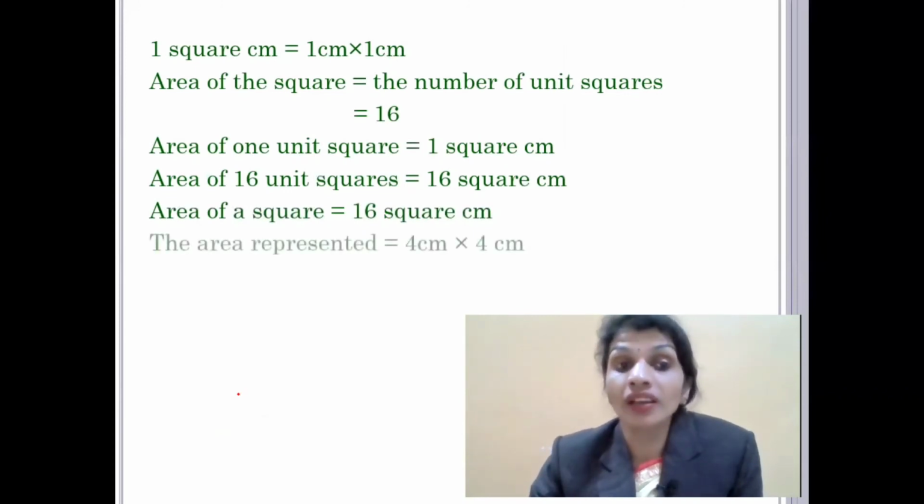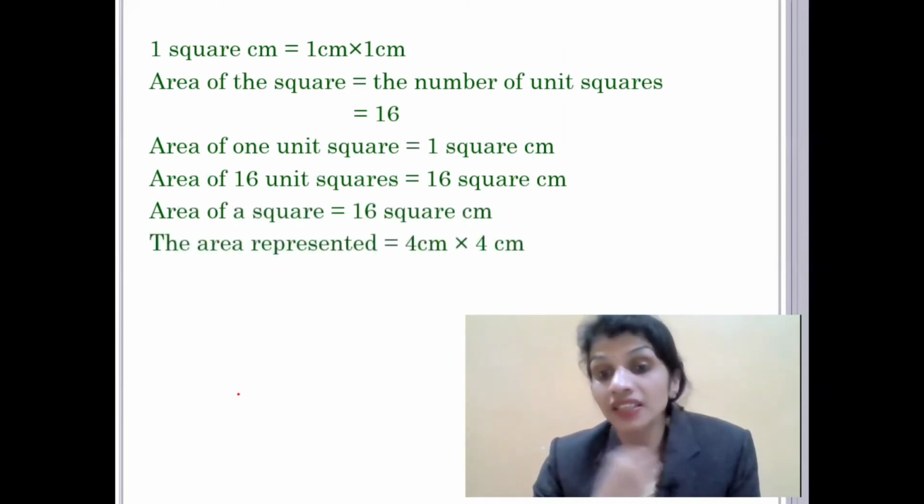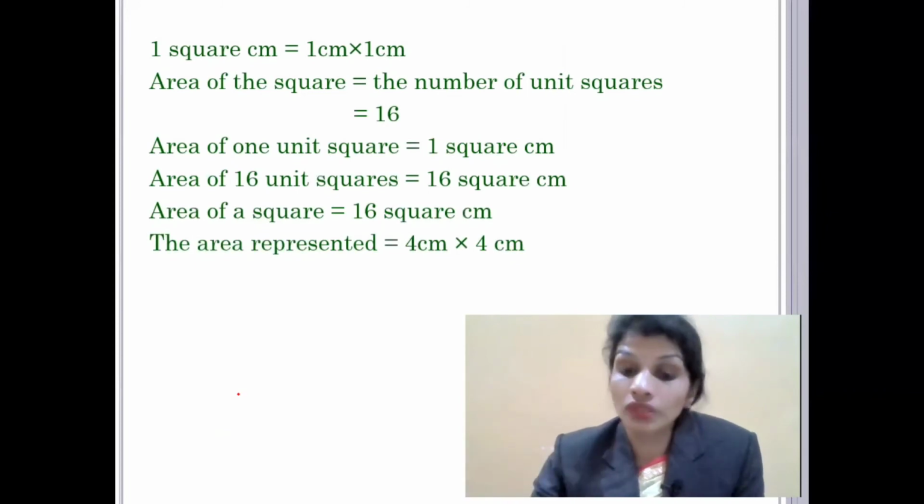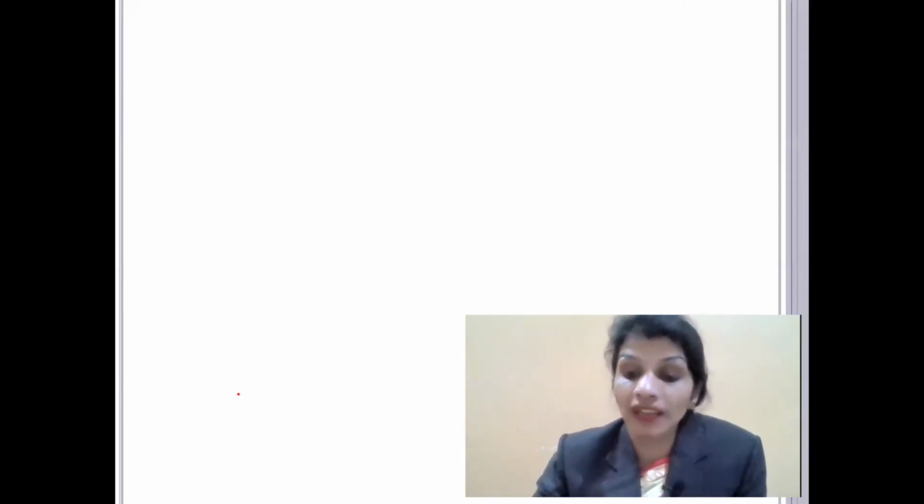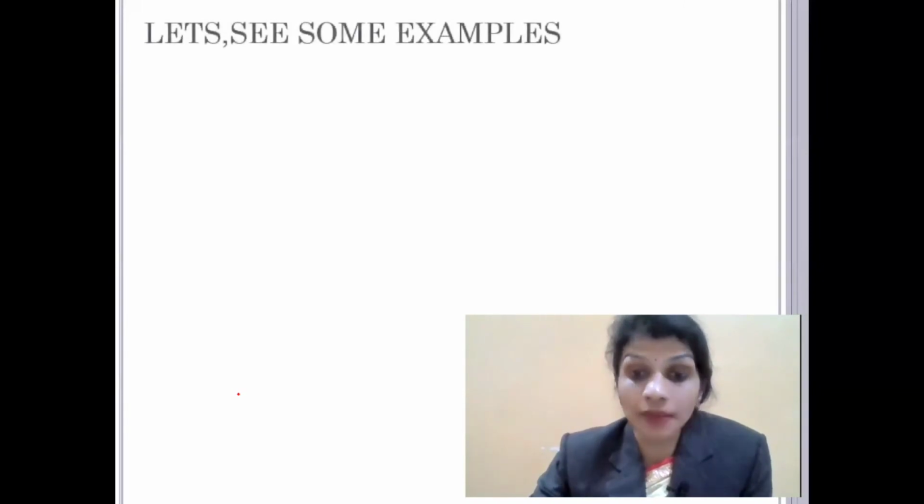By this formula, we can say that the area is 4 centimeter into 4 centimeter. So by this, you have understood that the area of a square formula is side into side and the area of a rectangle is length into breadth. Now, let us see some examples.